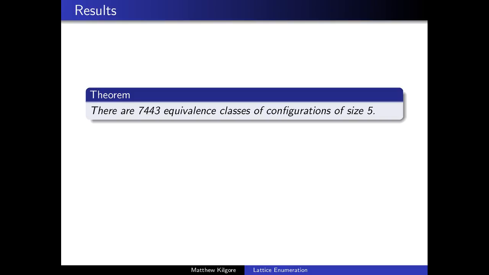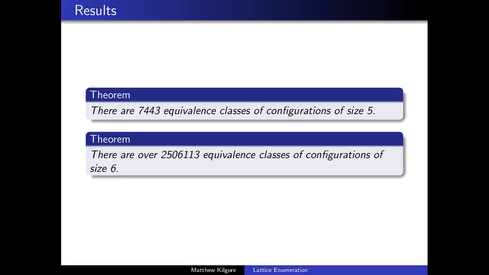Now, this has got me two results. For K+5, we got 7,443 equivalent classes of configurations. For K+6, we know that it's over 2,506,113. That is the first 4 sub-cases. It is still in progress, and who knows again when it'll be finished.